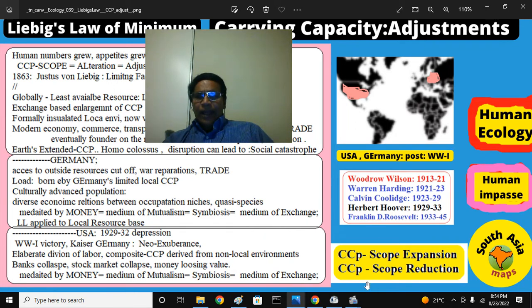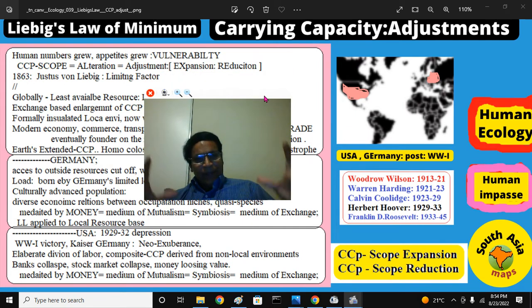That interaction, mutualism, was mediated by money, the medium of exchange. When the stock market crashed in the 1929-30s and the banks collapsed, money became very restrictive and its currency value reduced. So the country immediately went into recession.